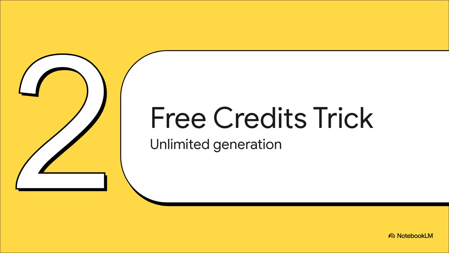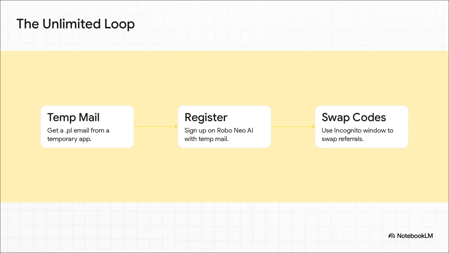That brings us to section 2, unlocking unlimited free credits. Okay, I need to build a little urgency here. The loophole we found in the sources is active right now, but developers watch these trends like hawks, so the window might close. Here is the exact step-by-step process. Step 1. Open a temporary email app on your phone and specifically select a domain ending in .pl.